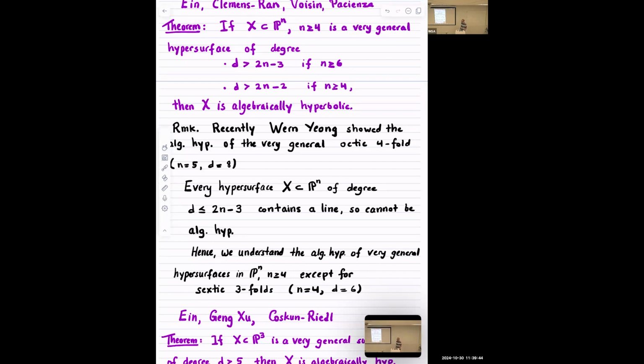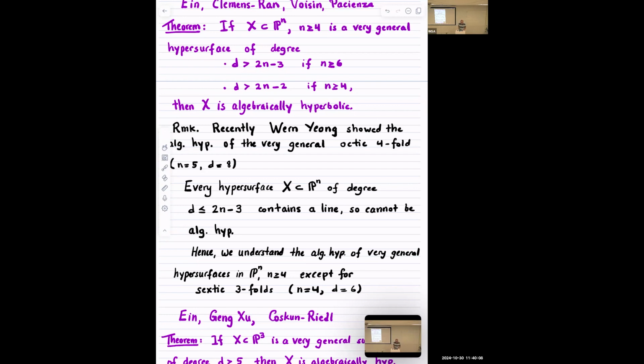only case where we don't know whether the very general hypersurface is algebraically hyperbolic is the sextic threefolds, the case n equals 4 and d equals 6. I would expect in that case the very general one to be algebraically hyperbolic too, but you know, maybe we're wrong.